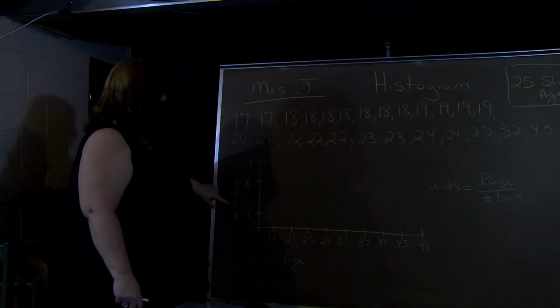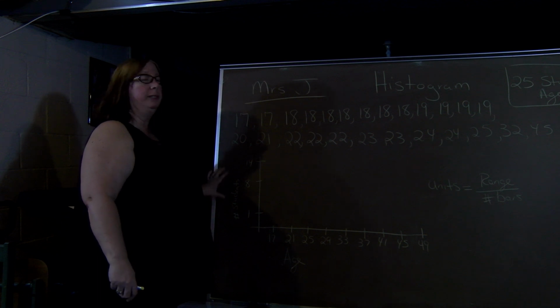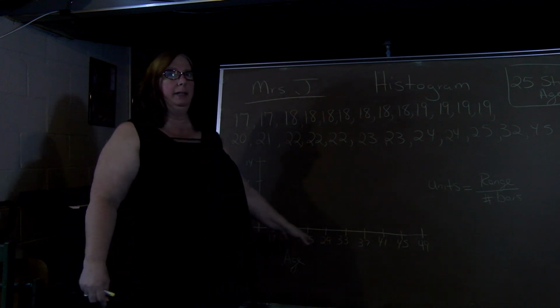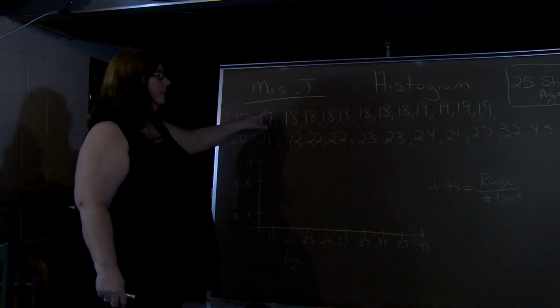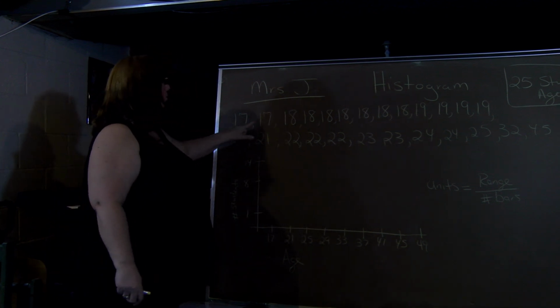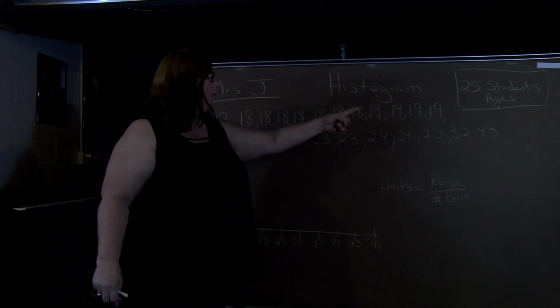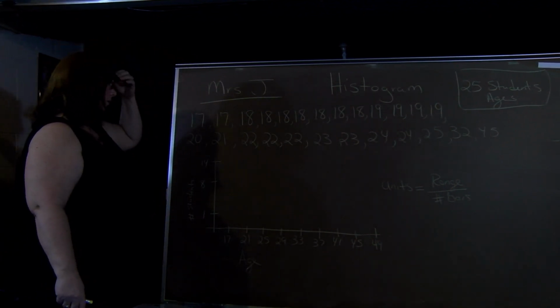Going up the sides is your frequency. My frequency is how many students have each age. Across the bottom then is my age, because that's what my data is, it's age. So there's 2 students that are 17, several of them are 18, 4 are 19, and so on.